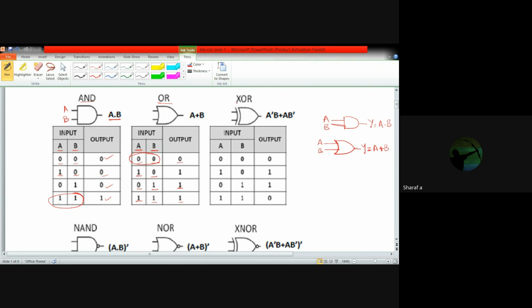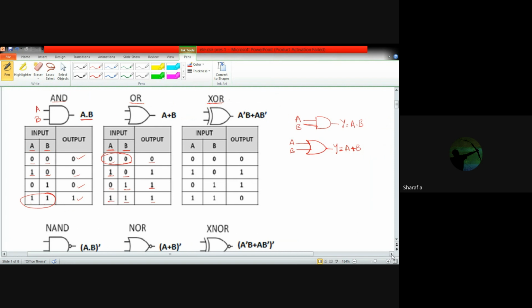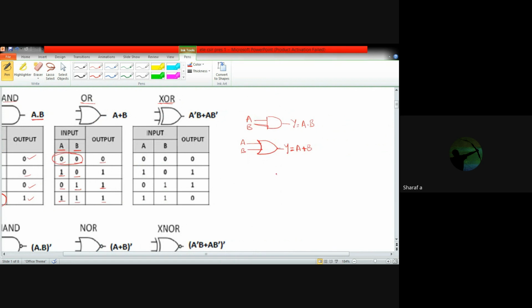Then the fifth one, logic gates, which is the XOR gate. This is nothing but the exclusive OR gate. XOR means exclusive OR gate, and in the case of the exclusive OR gate, the output will be A bar B plus A B bar. I will just draw the diagram here, the symbol. So this is your XOR gate.